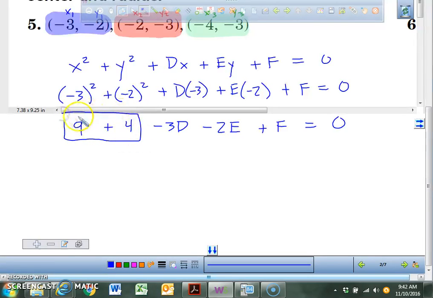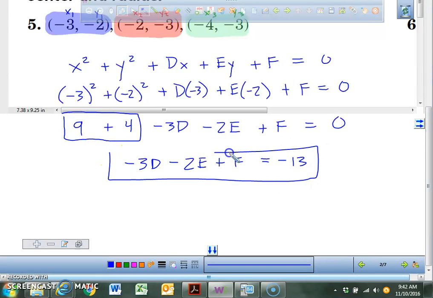I need you to understand, whatever number you get right here, you're going to move it across the equal sign. So if I take this 9 plus 4, which is a 13, and I move it over there, what's that going to become? -13, okay? So here's what I'm going to do. My first equation is -3D minus 2E plus F equals -13. That's my first equation. So write that carefully down in your journal. Hopefully you'll remember that I got the 9 plus 4 and I moved it across to the other side.